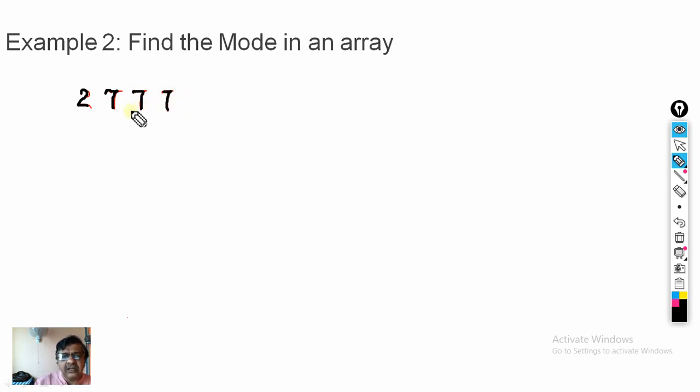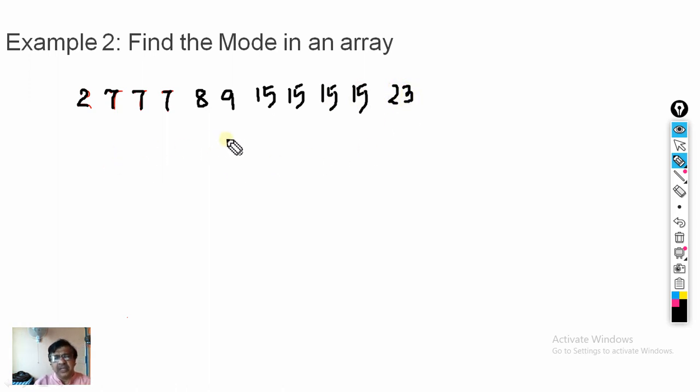So there is 2, 7, 7, 7. There 7 repeats 3 times. Then comes 8, let us say. It's an arbitrary example anyway. Then 9 comes, and another one is 9. Then comes 15, 4 15s, let us say 15, 15 and another 15, then comes, let us say, 23.